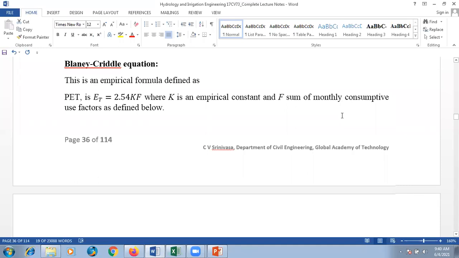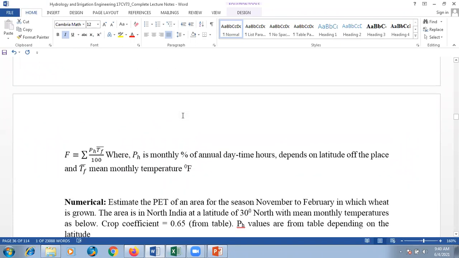So this is how we need to look at the average values of the coefficient, which we can sometimes call the crop coefficient. In the previous article on evaporation, we thought of what is called the pan coefficient, and here we are thinking of crop coefficient. Pan coefficient is for determination of evaporation. Crop coefficient is for determination of evapotranspiration. So this is something you need to remember. So the general equation: ET is 2.54 K F. K is the crop coefficient. F is the monthly consumptive use factor as defined below.